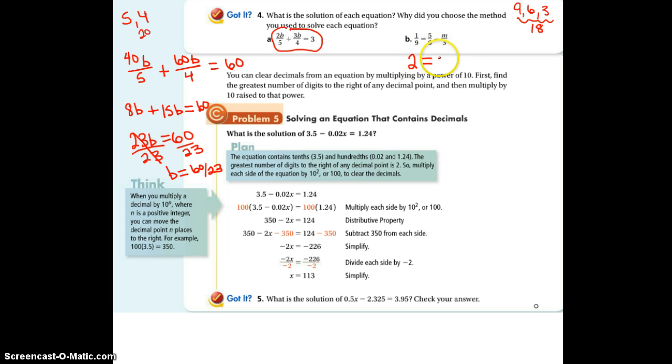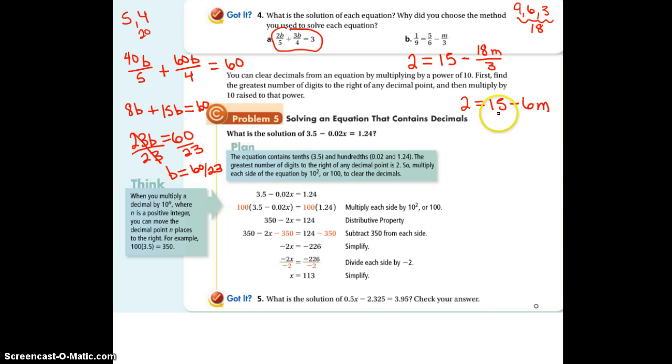And then take 5 over 6. 5 over 6 times 18 is equal to 15. And then this last one would be 18m over 3, which would just reduce down to 6m. So your equation here would be 2 equal to 15 minus 6m.